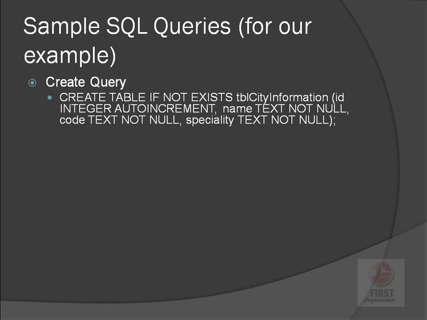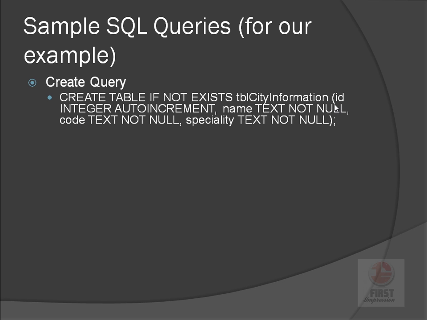The table name is TBL city information. In bracket, the field name is ID, integer auto increment. That indicates ID is a field of type integer and this will auto increment, comma, name text not null. Name is a field, text not null are keywords, comma, code text not null, specialty text not null.